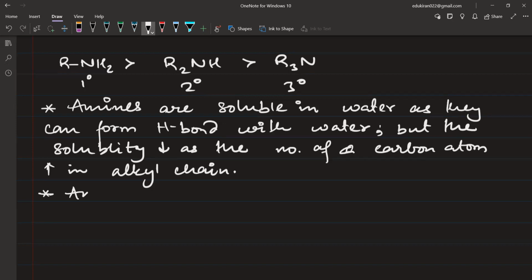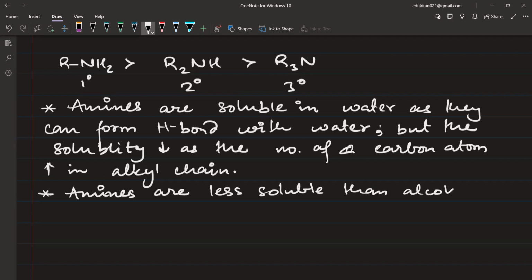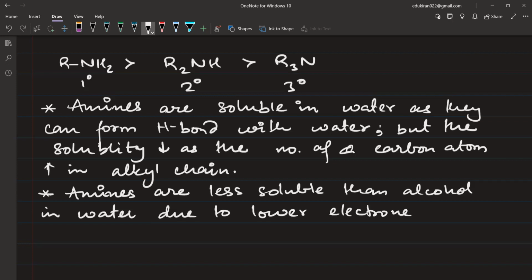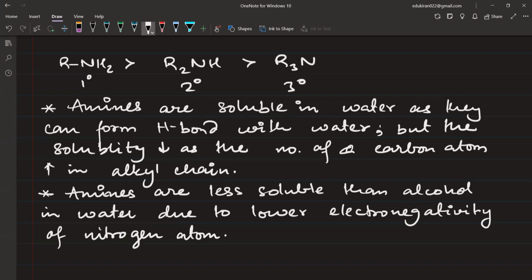Also write the next point: amines are less soluble than alcohol in water, due to the lower electronegativity of the nitrogen atom.